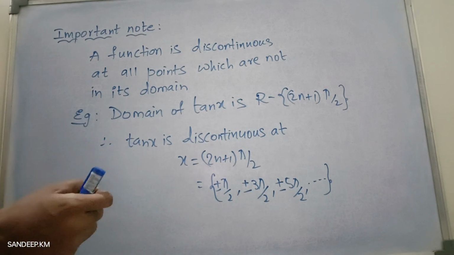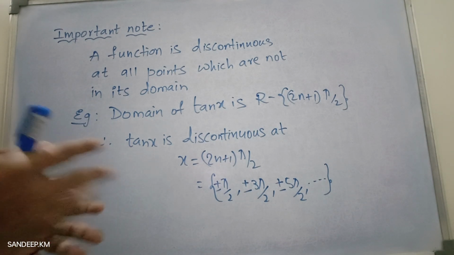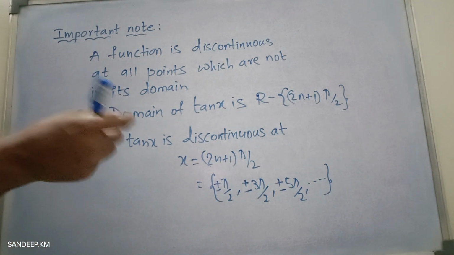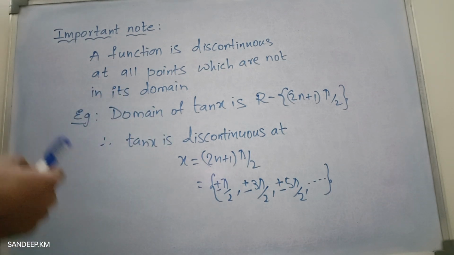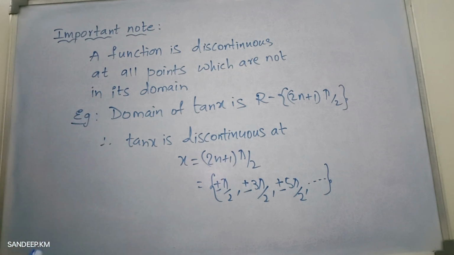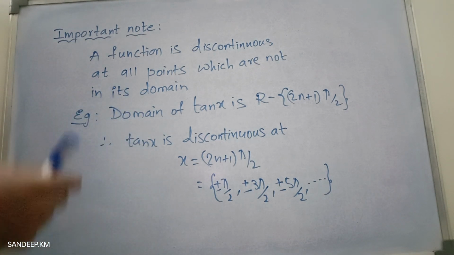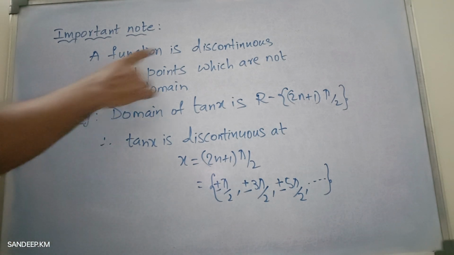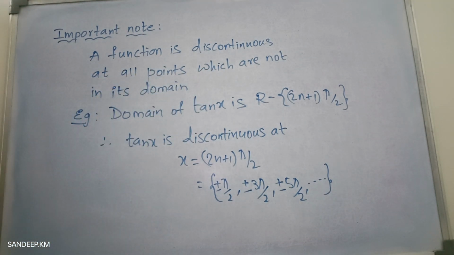So this is the first thing that we should always search for in a given question about discontinuity. Whenever they are asking at what points the function is discontinuous, first of all, know its domain. Know which inputs are not accepted by the function. At those points the function is discontinuous. But that is not enough. Some functions are discontinuous even at the inputs which are in its domain. I'll give that example also. Before that, what is the first point to remember? A function is discontinuous at all points which are not in its domain.